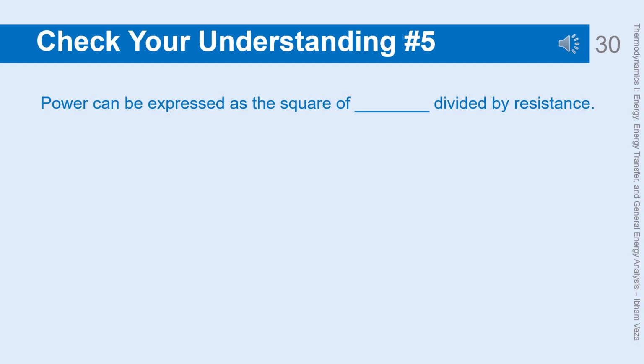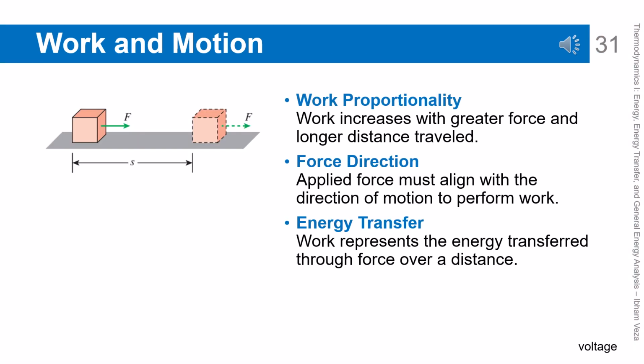Check your understanding. Number 5. This question tests the understanding of alternative forms of the electrical power equation. The focus is on the relationship between voltage, current, and resistance. Different equation forms are often used depending on the available data. This understanding is important in circuit and electrical equipment analysis. Incorrect substitution can lead to power calculation errors.